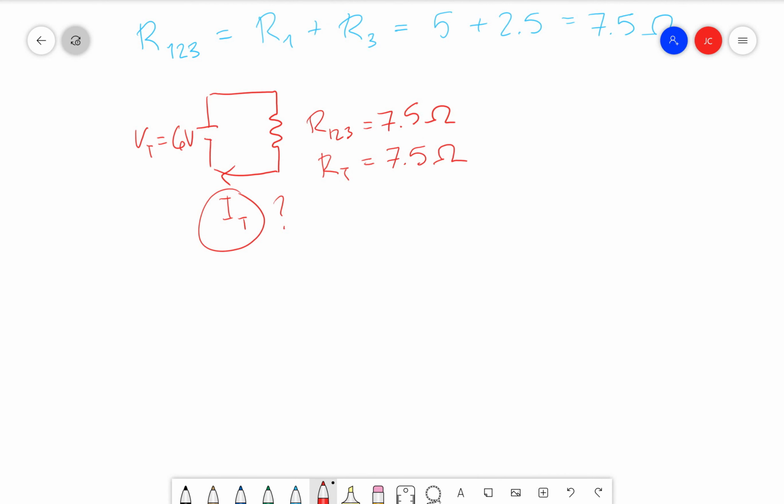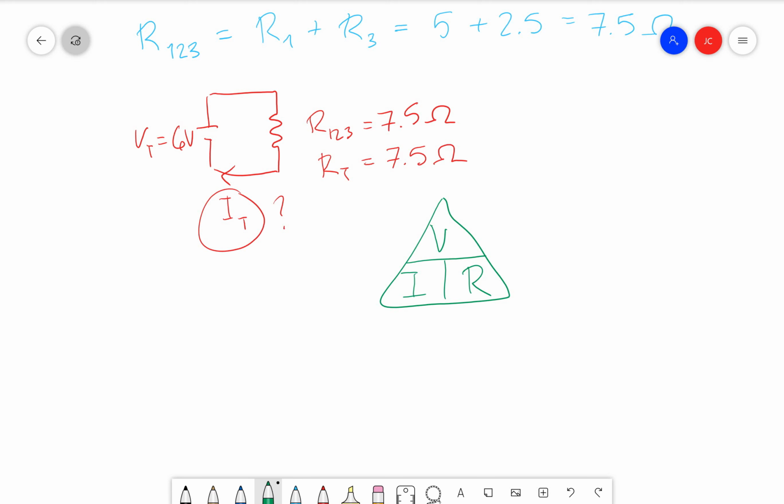And to get this, we know voltage, we know resistance. There's no possible way to simplify this circuit further. We need to find current. We know how to do this. It's our friend Ohm's law. Ohm's law, but rearranged for current. I like my triangle. Voltage on top, current here, resistance here.